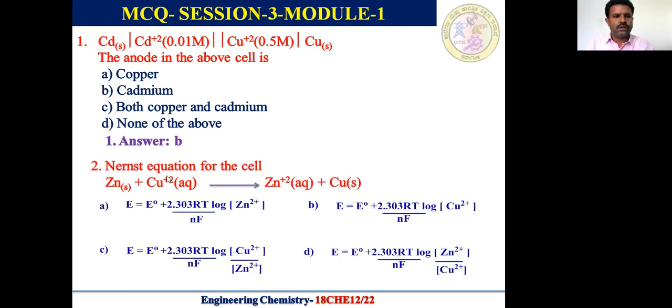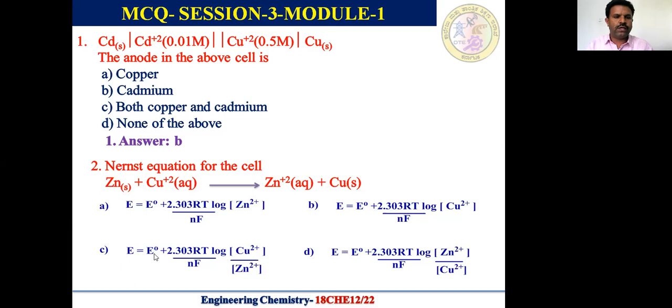Question number 2. Nernst equation for the cell Zn solid plus copper 2+ ions solution gives rise to Zn2+ aqueous solution plus copper solid. So here zinc undergoes oxidation and copper 2+ ion undergoes reduction. Hence zinc is the anode and copper is the cathode. Option A, E is equal to E0 plus 2.303 RT divided by NF log zinc 2+ ions. Option B, E is equal to E0 plus 2.303 RT divided by NF log of copper 2+ ions concentration.